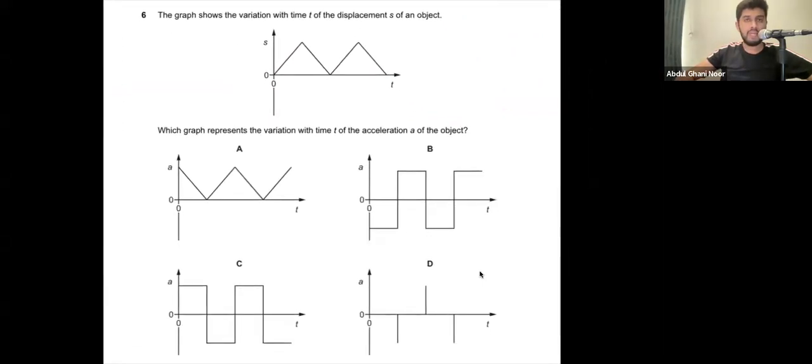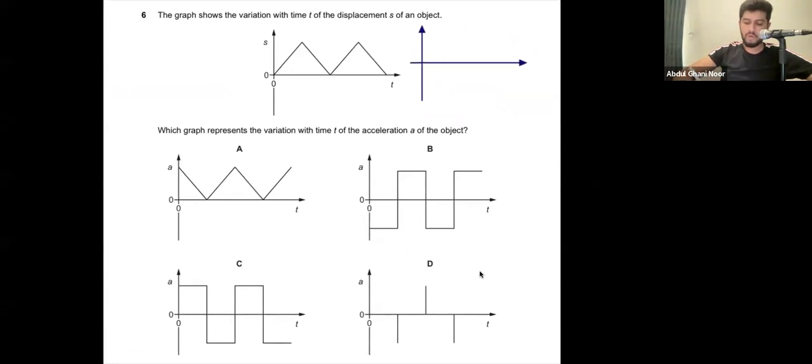The graph shows the variation with time t of the displacement s of an object. Which graph represents the variation with time t of the acceleration of the object? The displacement graph is given, and we have to draw the acceleration graph. How do we get acceleration from displacement? First, we draw the velocity from the displacement.